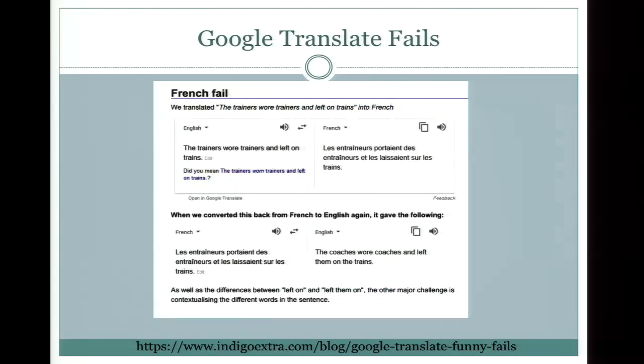So that's one. And then a French fail, and this is an example of how the same word can be used, same word, but it means different things, and it cannot handle this at all. So I'm going to ask for a French-speaking volunteer in a second. But in English, what it said was, the trainers wore trainers and left on trains. In French, would someone like to come up and try to do that one?